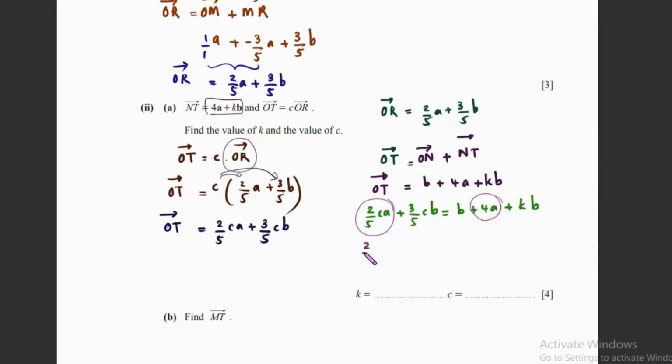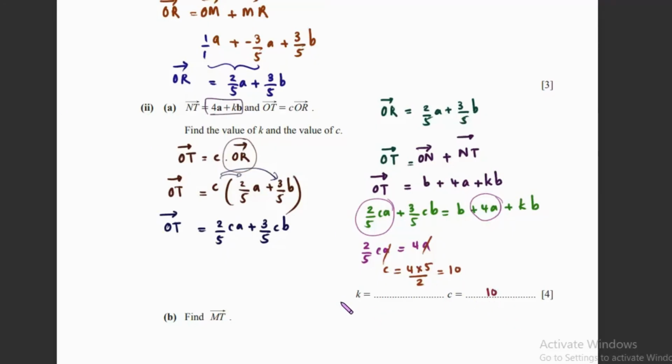So 2/5 CA is equal to 4A. I can cross out the A's in both. If I'm to find what C is, I need to bring this 2/5 to the other side. The denominator goes to the other side and gets multiplied, so 4 times 5, and the 2, when I take it to the other side, will get divided. So C is equal to 4 times 5, that is 20, and 20 divided by 2 is 10. So the value of C is 10.